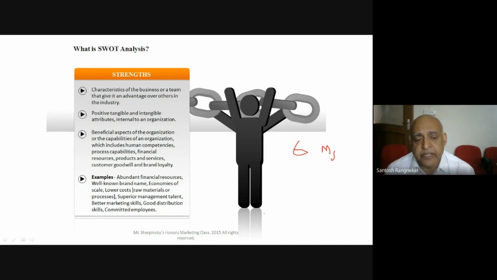For manufacturing organizations nowadays, technology is the strength. So the beneficial aspects of the organization, the capabilities of the organization, that is the human competencies, process. Now you see, I would like to give the example of the automobile industries. In that case, you will find human competencies are there, and those technological process capabilities they develop.